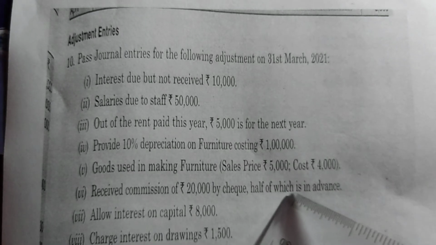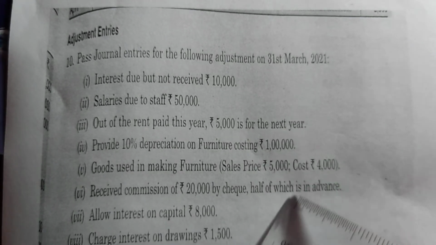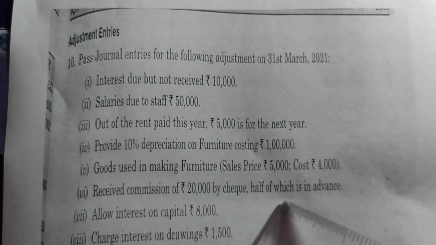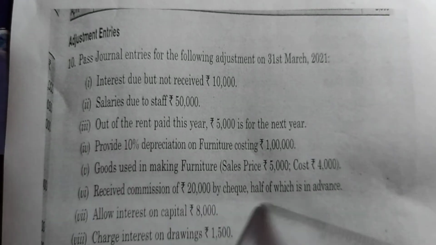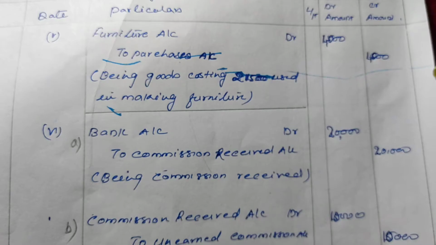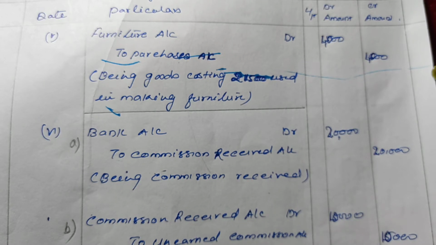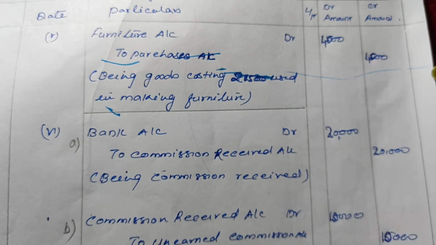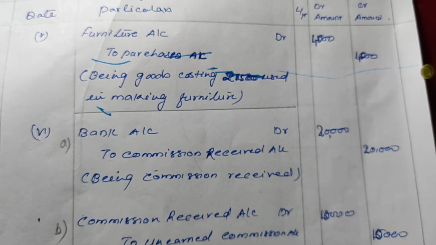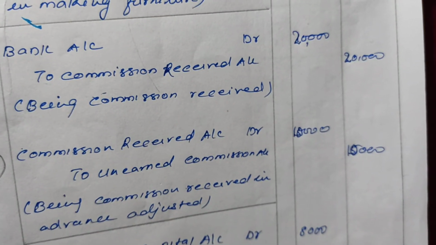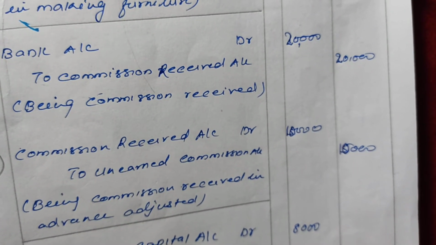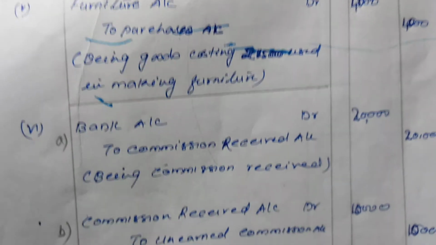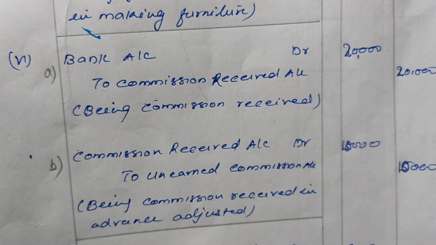So what will be our entry here? Commission account debit to unearned commission. How much amount will we transfer? 10,000 we will transfer. 20,000's half is 10,000. So our entry here is bank account debit to commission received 20,000, and then commission received account debit to unearned commission account 10,000, being commission received in advance adjusted. First we have received, second we have to do the adjustment of the advance received.